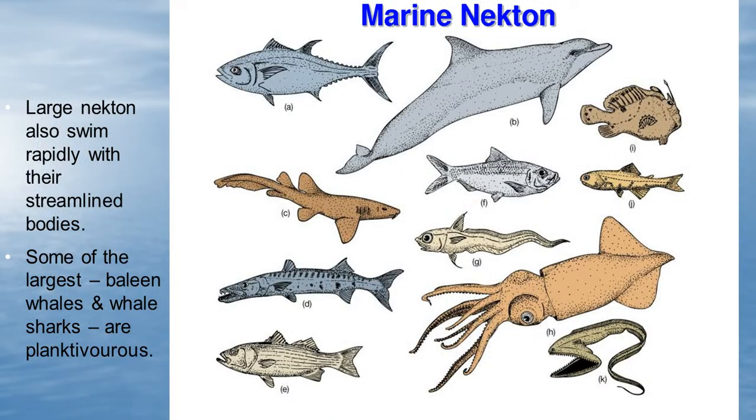Here's some of our larger marine nekton. They're rapid swimmers. We see dolphins, sharks, fish, even some squid and things down there. They mostly have very hydrodynamic, streamlined bodies to get through the water quickly. The whales are big, the whale sharks, and some of those end up being planktivores.